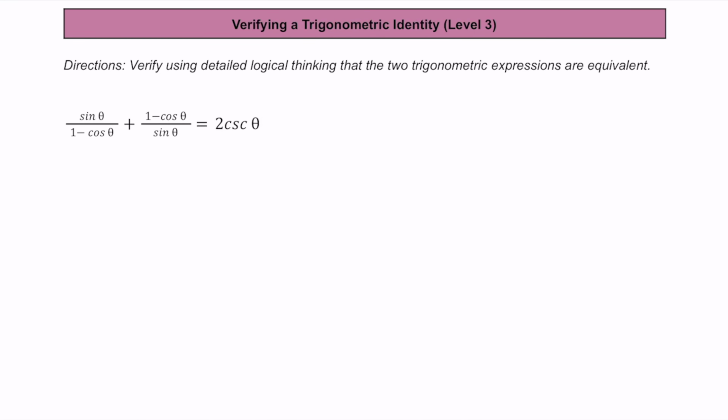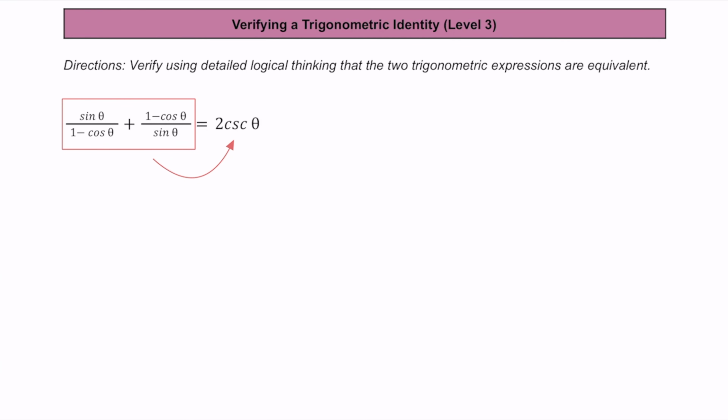Let's practice verifying a trigonometric identity together. Now, looking at the two sides of this equation, I think the left side is a little bit more complicated, so let's go ahead and mess with that side and make it look like the right side. So basically, we're going to take this left side and apply some of our trig identities to it, and make sure we can simplify it so it looks like this right side of 2 times cosecant of theta.